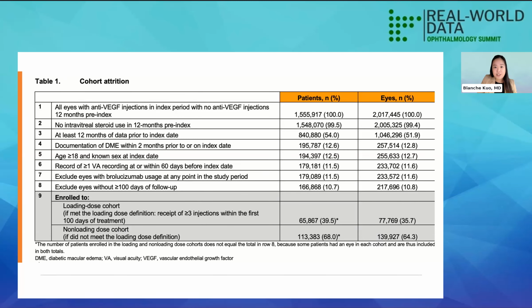Utilizing the IRIS registry, treatment-naive eyes with diabetic macular edema were queried, with the shown inclusion and exclusion criteria applied, which resulted in a total of 77,000 eyes in the loading dose cohort and 139,000 eyes in the non-loading dose cohort. We define the loading dose cohort as eyes receiving at least 3 injections within 100 days of treatment initiation, and non-loading dose as those who did not meet the loading dose definition.